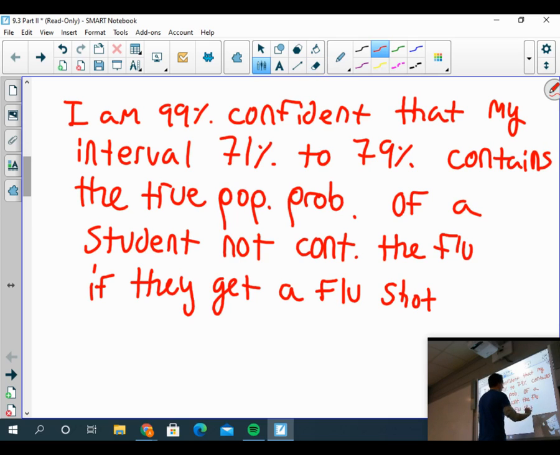Maybe it's 75%, maybe it's 74%, maybe it's 78%. Maybe on the off chance it's not even within our interval at all. Again, we are 99% confident that that true probability is in our interval. But there is a 1% level of doubt, it could be outside. Our interval could be that one oddball interval where the true population probability isn't in there. But most likely it is. So we are 99% confident that our interval 71 to 79% contains the true population probability of a student not contracting the flu if they got a flu shot.